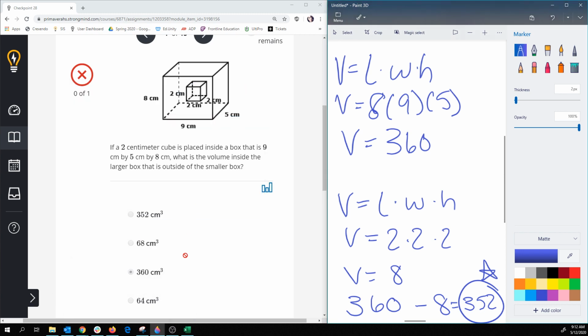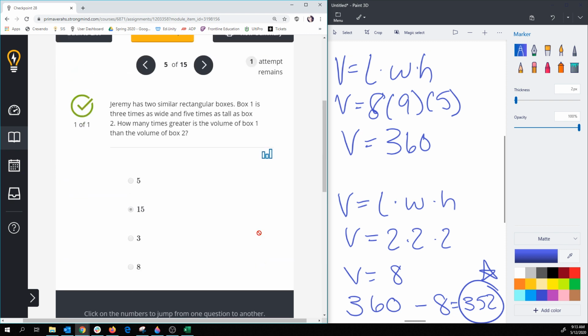So the volume of the space inside of the larger box but outside of the smaller box is going to be 352 centimeters cubed. So don't forget to do that subtraction piece at the very end to take out that cube.